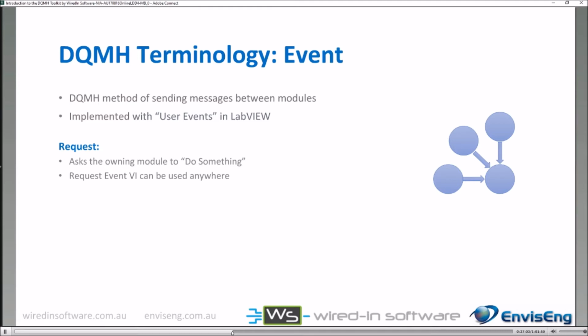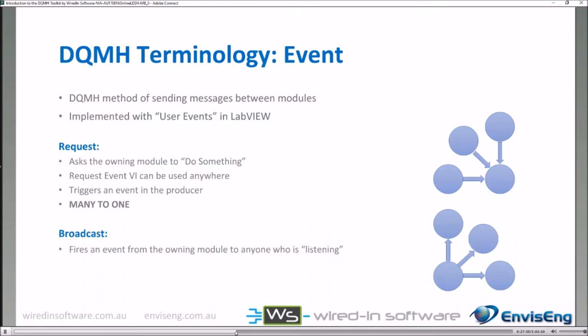It creates a VI in your project that you can use in any other module that will trigger the module that the event lives in to run some code. It triggers an event in the producer, and that can generate a message that goes down to the consumer if you wish, and it can run some code in the consumer. It is a many-to-one message mechanism.